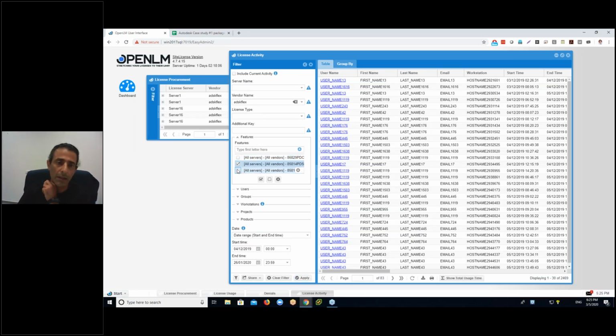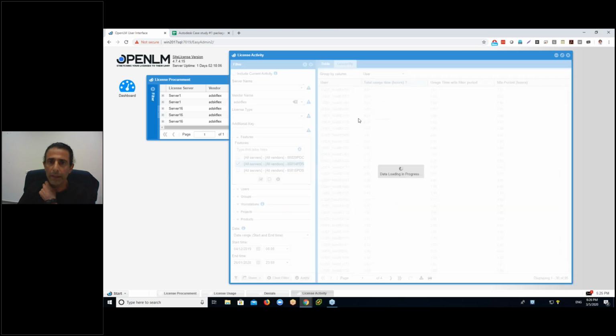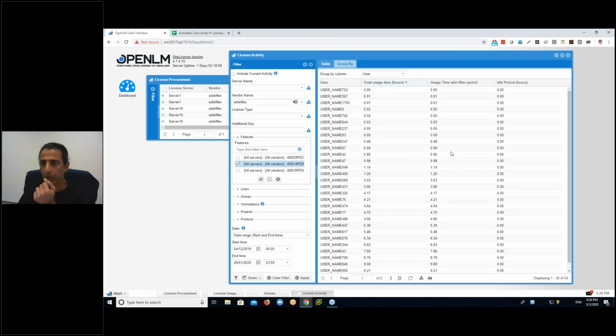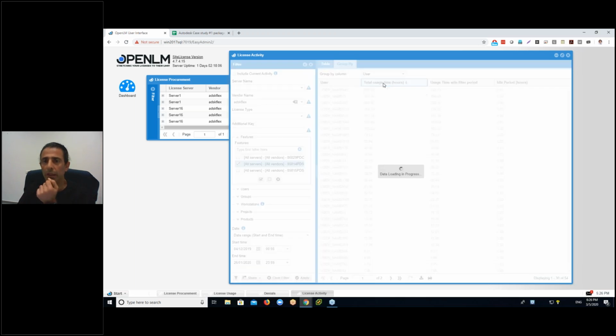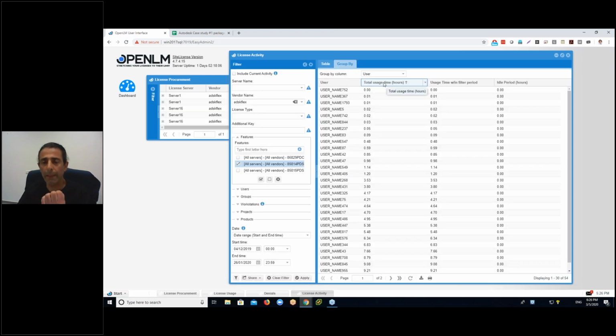So let's turn everything off and click apply here. And here we have about 400 sessions for the premium package. If we go to group by and we group by users as before, and now we'll sort it by the total usage time. So what we see here is the users that used it for not a lot of time. So I don't really need to buy a license for them. So that's why I wanted it to be very accurate.